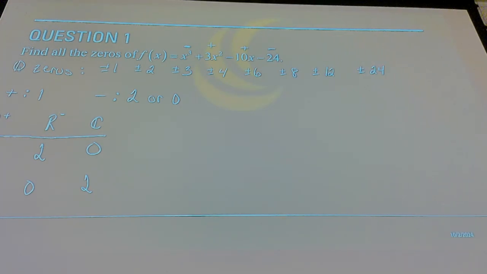What does it mean to be a 0? Y value is 0. Plug it into the function, it gives you 0. Which by the remainder theorem means when you divide it by x minus k, your remainder is 0. That's what we're going to do. So we're going to use synthetic division.